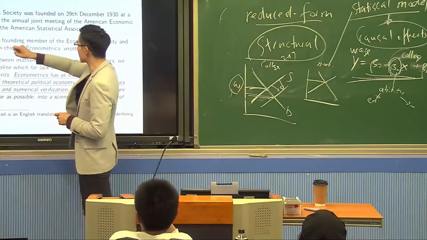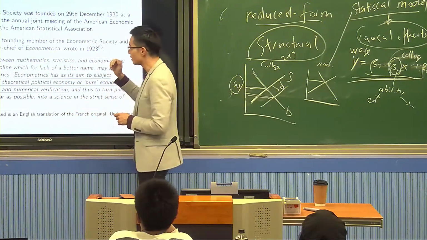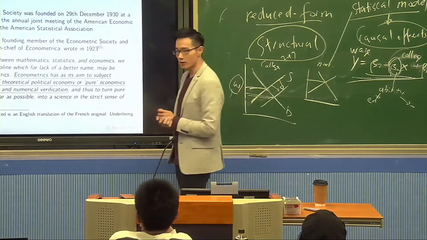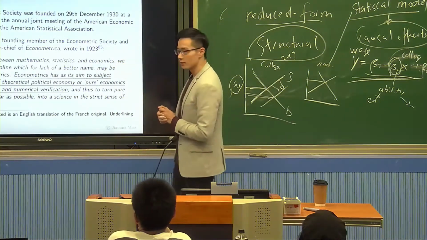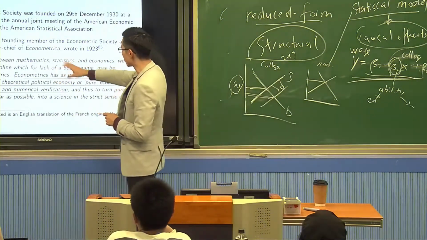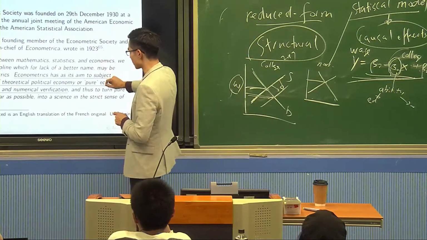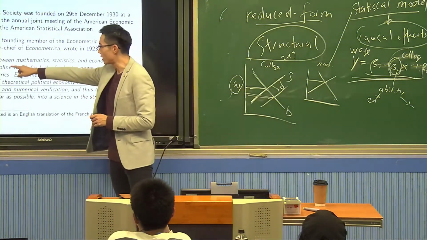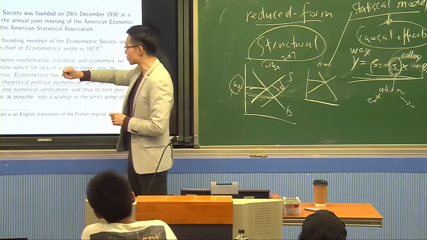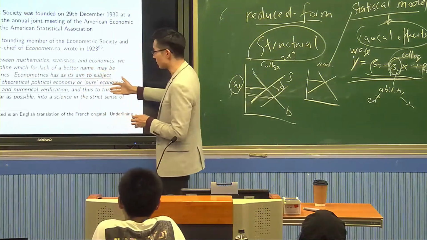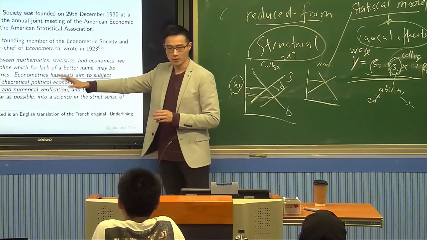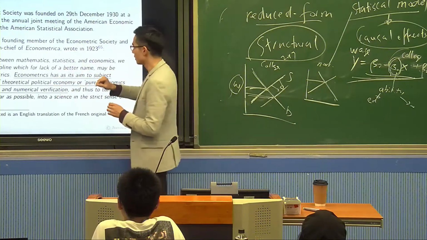Ragnar Frisch was a founding member of the Econometric Society and the first editor-in-chief of Econometrica. He wrote this in 1923: intermediate between mathematics, statistics, and economics, we're going to find a new discipline, which, for lack of a better word, let me call it econometrics. Okay, so that's what he does. I'm going to call it econometrics.